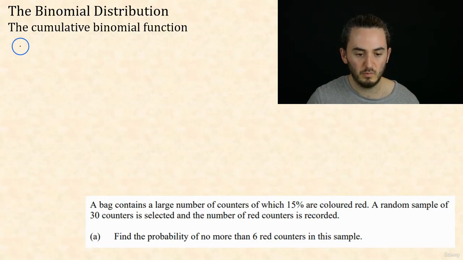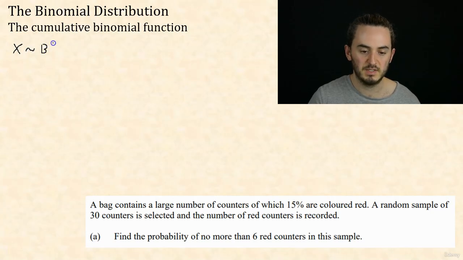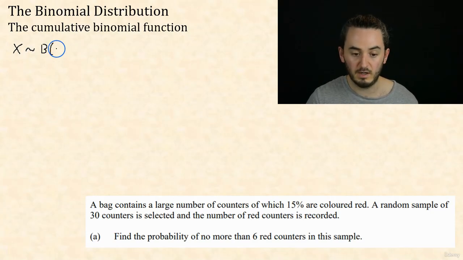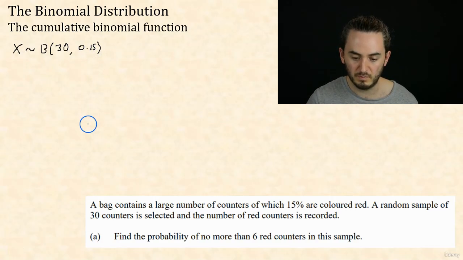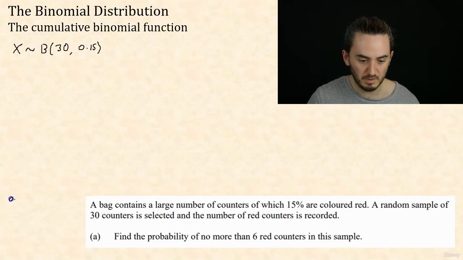All right, so what's our distribution? Well, the number of red counters has a binomial distribution. There are 30 counters in our sample, and the probability that each one is red is 0.15. Now, what are we looking for here? We're looking for the probability of no more than 6. Now, if you stumble on the wording here, don't worry, just write yourself out a bunch of numbers that covers the point you're interested in.